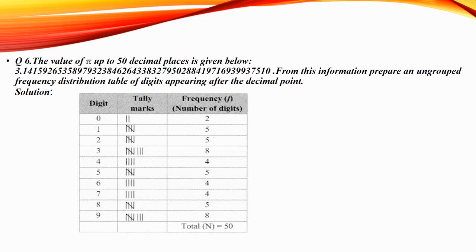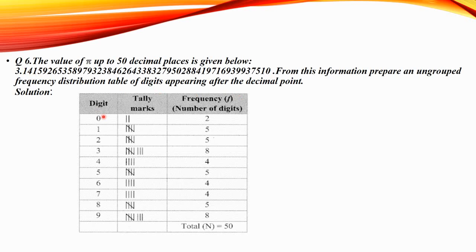The value of pi up to 50 decimal places is given below: 3.141592653 up to 10. From this information, prepare an ungrouped frequency distribution table of the digits appearing after the decimal point. So, in this question, we will not count the 3, which is before the decimal. We have to count the digits from 141 up to the end.